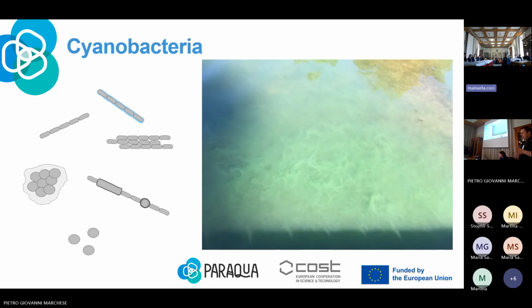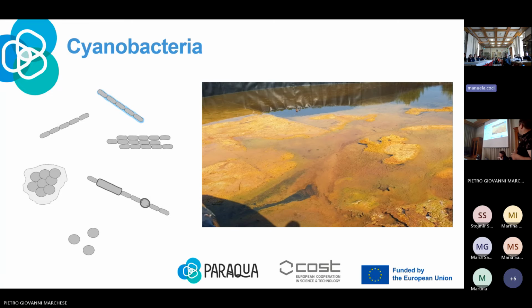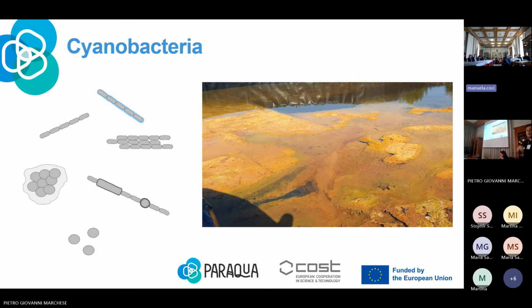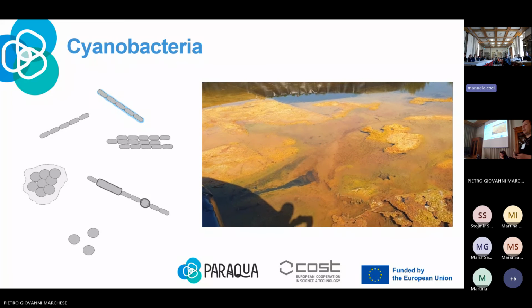These organisms are fantastic. They can be found in different types of habitats. Often they are the first bioengineers in the ecosystems, in nutrient-polluted aquatic ecosystems. We can see the problems they cause, the blooms, of course, often toxic, but they can also be found in extreme habitats.